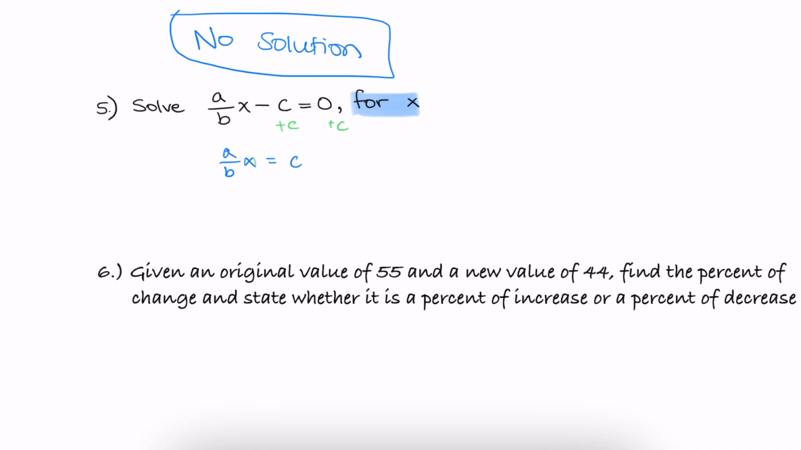Because x is being multiplied by a over b right here, I'm going to multiply both sides by the reciprocal of a over b. The reciprocal of a fraction is nothing but the fraction flipped. So the reciprocal of a over b is going to be b over a. Multiplying both sides by that, this and this cancel. You get x is equal to c times b over a, which is bc over a. And that's solving for x in the form of bc over a.